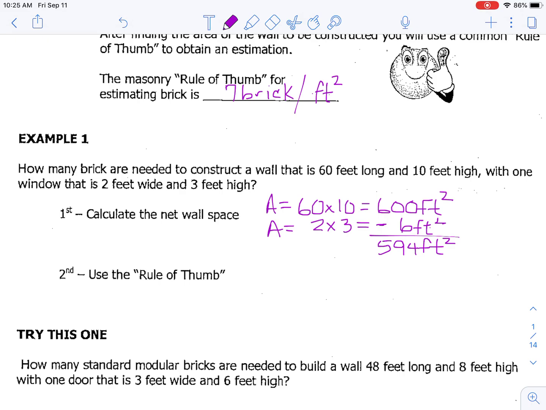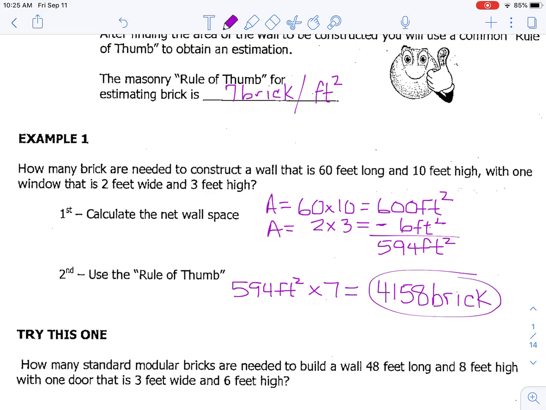Now we're going to use our rule of thumb. Our rule of thumb says that for every square foot, there are 7 bricks. So we multiply our square footage by 7. Let me get my calculator out so we can do this quickly. 594 times 7, sorry. So it is estimated that we would need 4,158 brick for that wall. And that's your standard size brick.